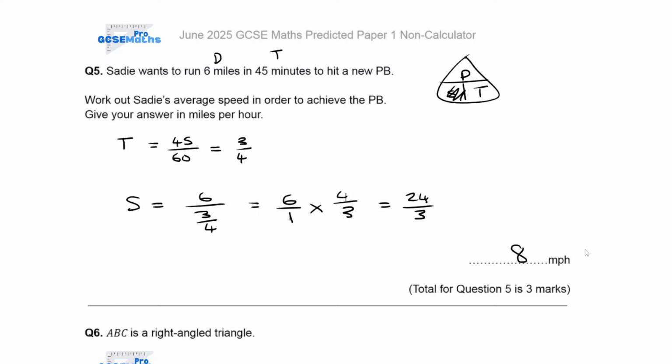Yeah, exactly. 45 minutes is 3/4 of an hour. That's fine. Yeah, you're right. 6 divided by 3/4, exactly. You should get 8. Okay, so I mean, speed, distance, time is fairly straightforward. It's just making sure that you've got the units as well.